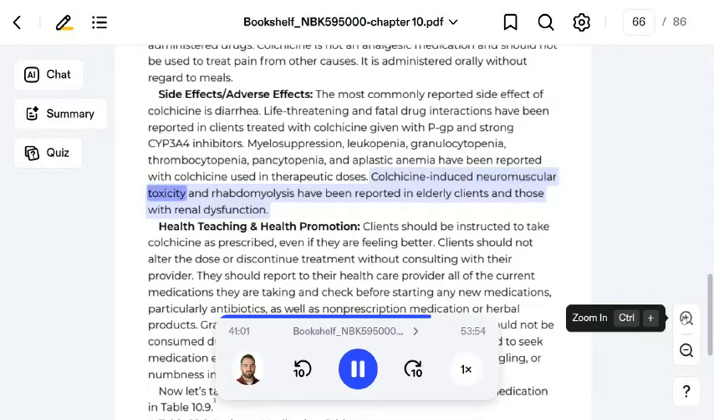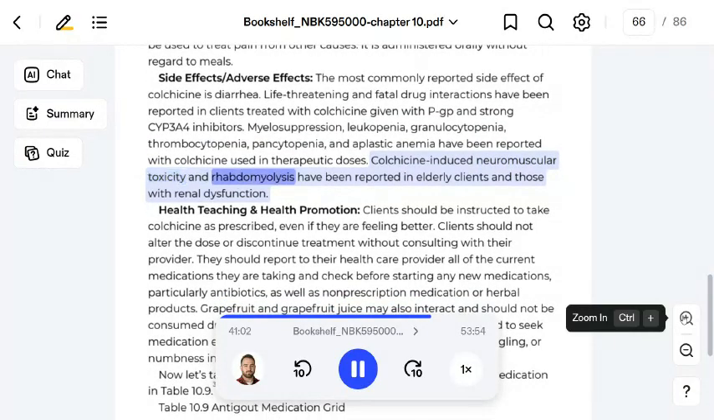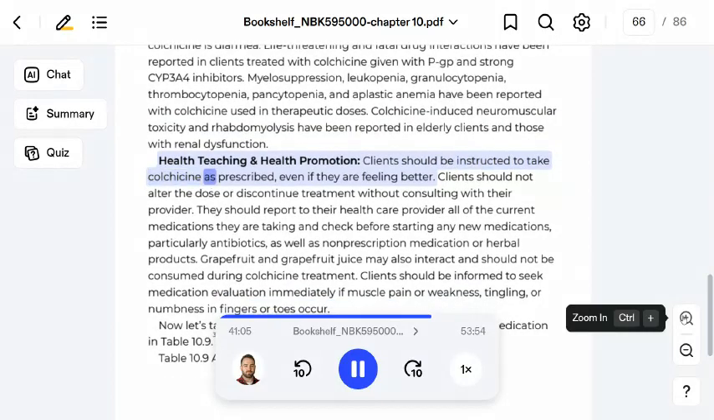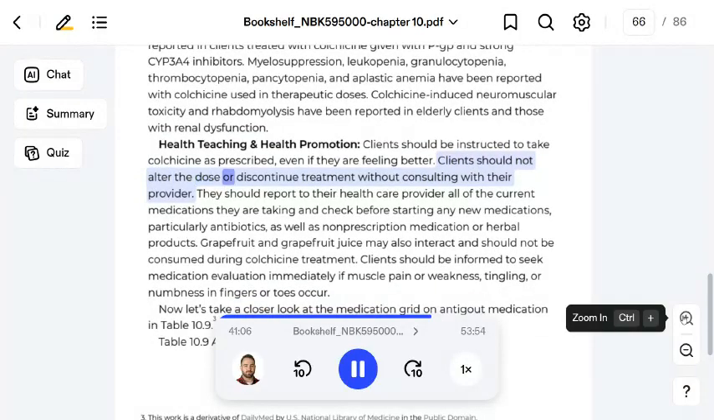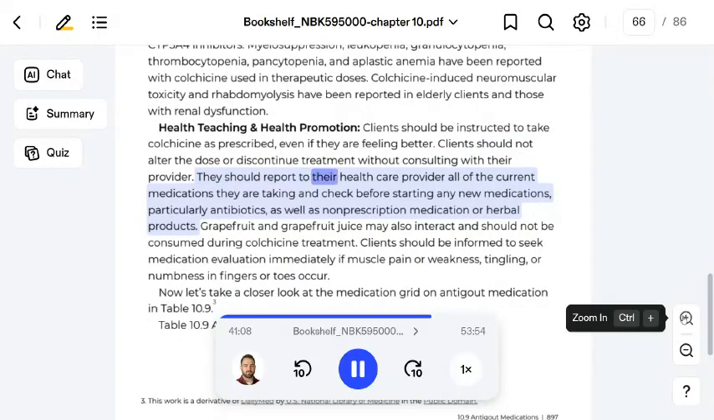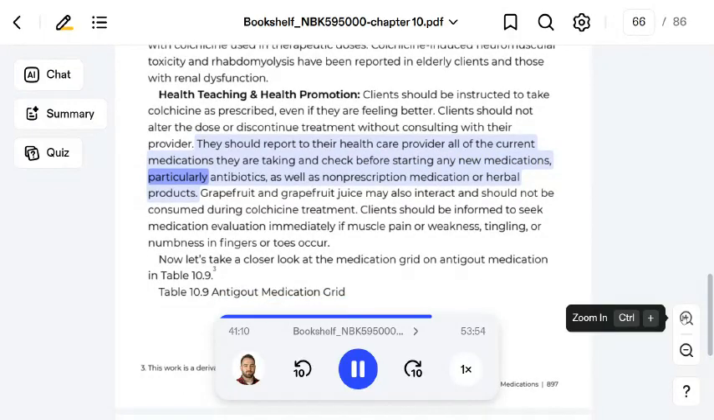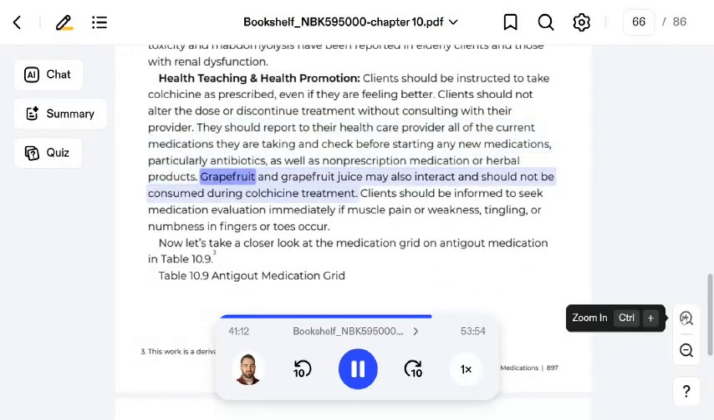Colchicine-induced neuromuscular toxicity and rhabdomyolysis have been reported in elderly clients and those with renal dysfunction. Health teaching and health promotion: clients should be instructed to take colchicine as prescribed, even if they are feeling better. Clients should not alter the dose or discontinue treatment without consulting with their provider. They should report to their healthcare provider all of the current medications they are taking and check before starting any new medications, particularly antibiotics, as well as non-prescription medication or herbal products.